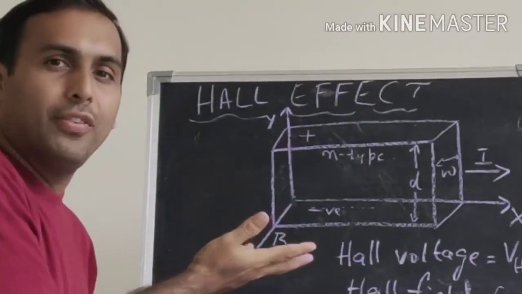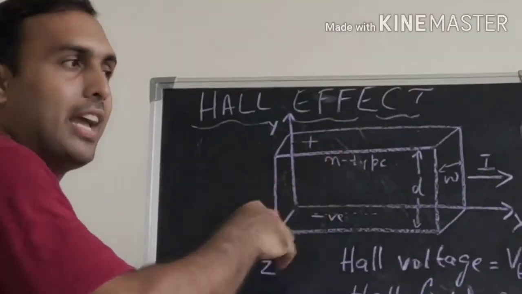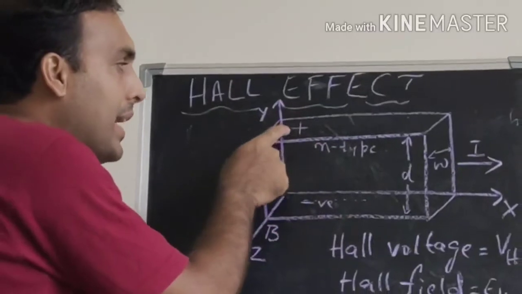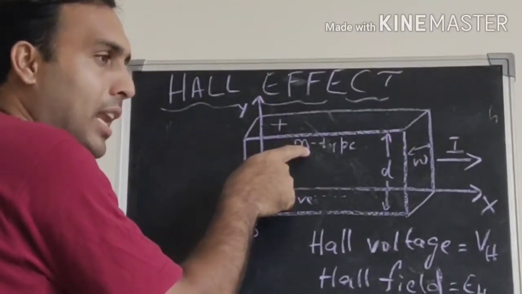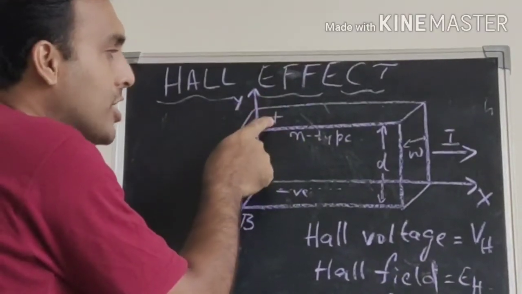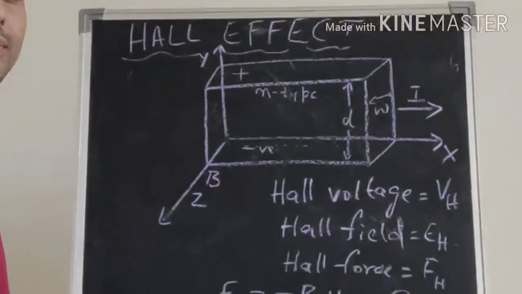So, using this effect, we can determine which is the N-type material and which is the P-type. If the upper end has a positive charge, then it is an N-type material. If the upper end has a negative charge, then it is a P-type semiconducting material.